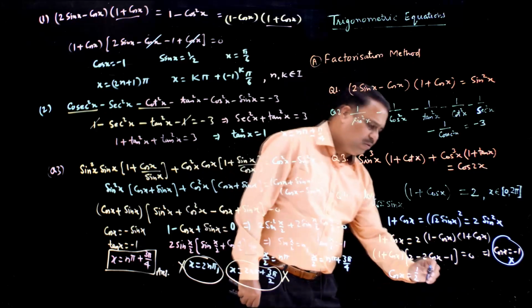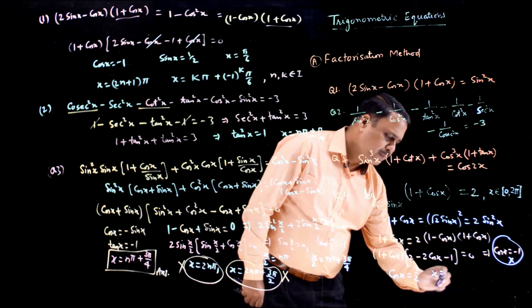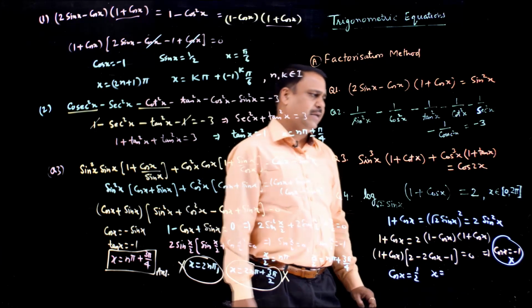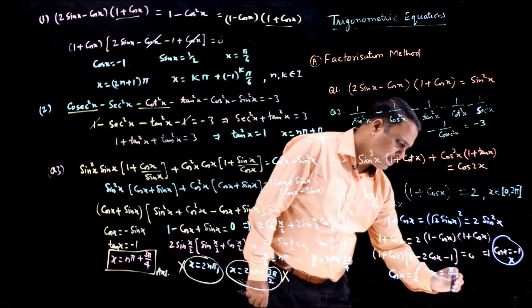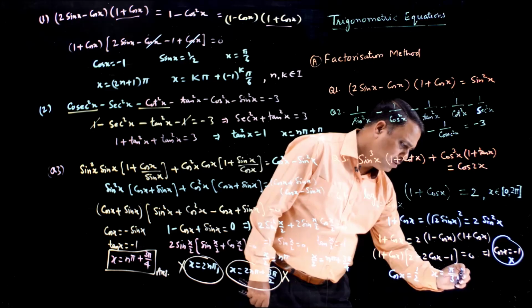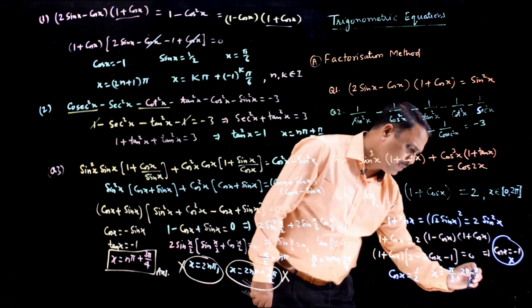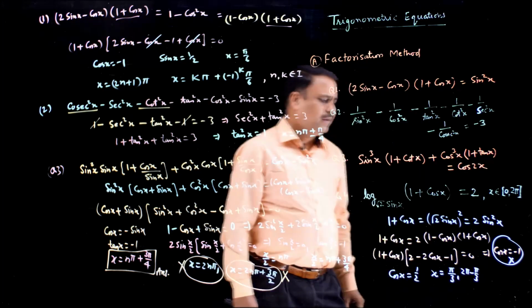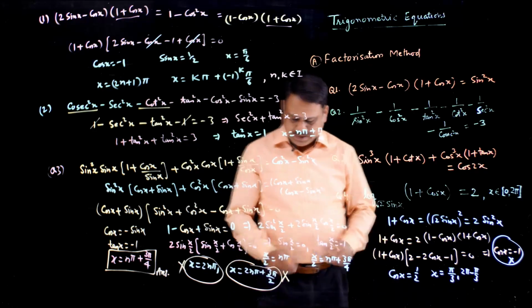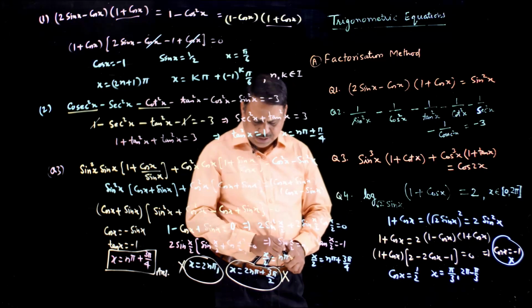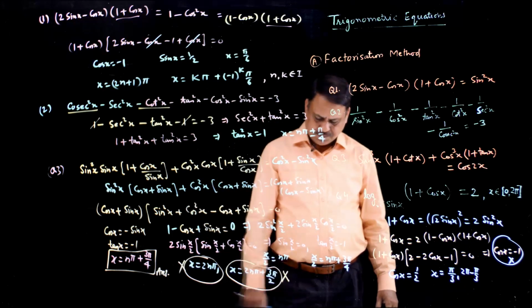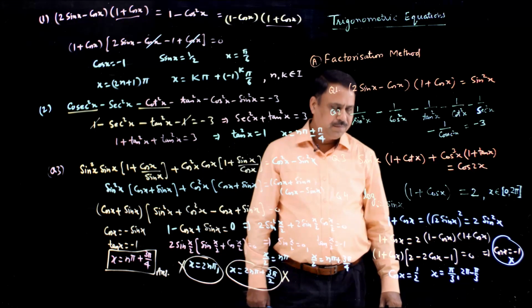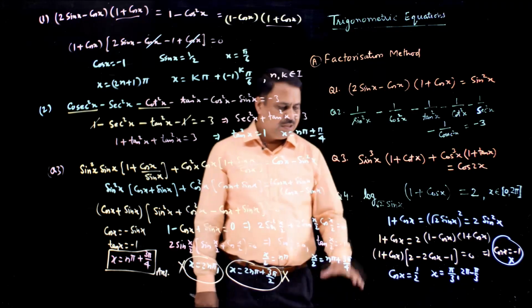So x is equal to half, means pi by 3, and 2 pi minus pi by 3. So pi by 3 and 5 pi by 3, these are two solutions of this equation. So in this way we can solve.